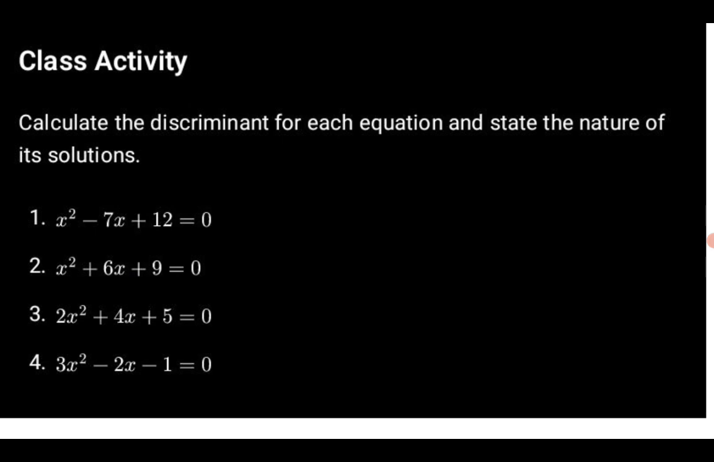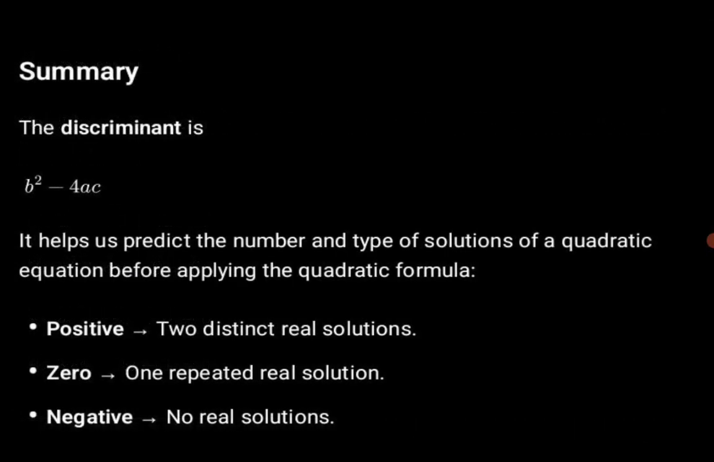Welcome, learners. So in summary, we are saying the discriminant is b squared minus 4ac. It helps you to predict the number and type of solutions of a quadratic equation before applying the quadratic formula. So if this gives you a positive result, it means this equation has two distinct real solutions, and if it gives you 0, it means the equation has one repeated real solution. But when it's negative, this means there are no real solutions to the equation, because you cannot find the square root of a negative number.